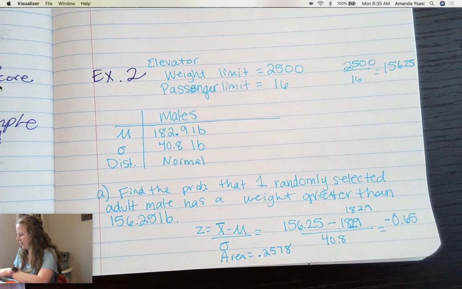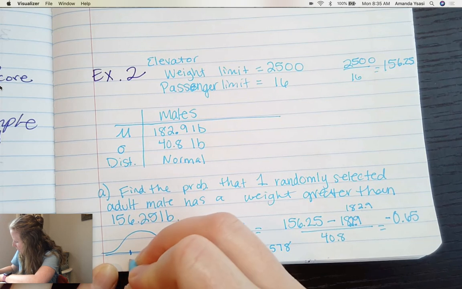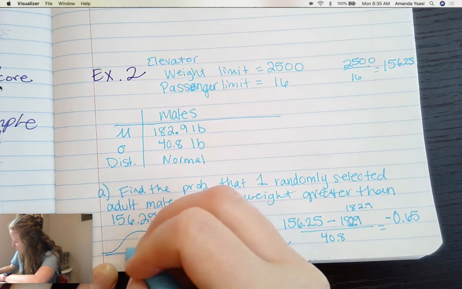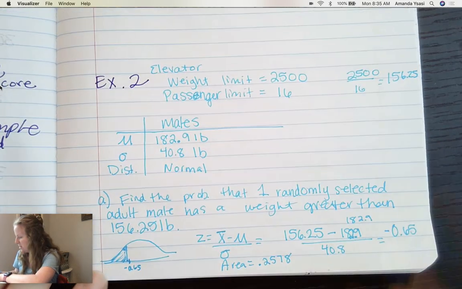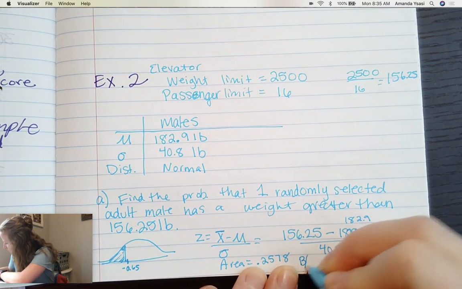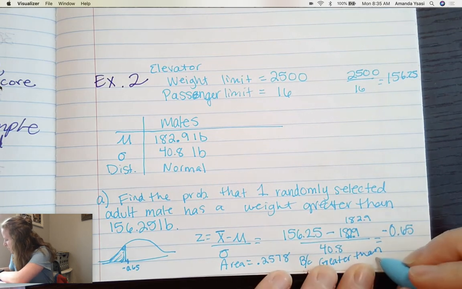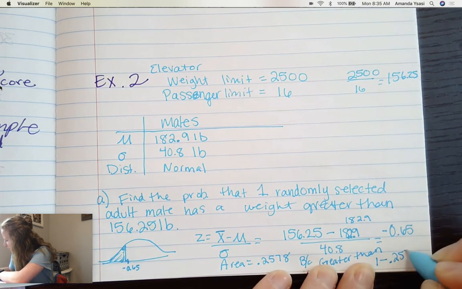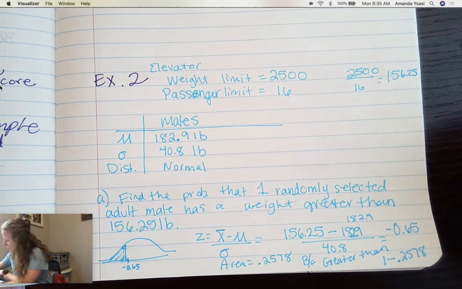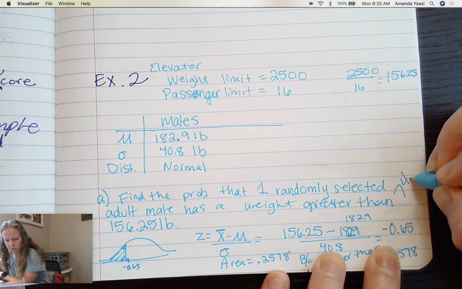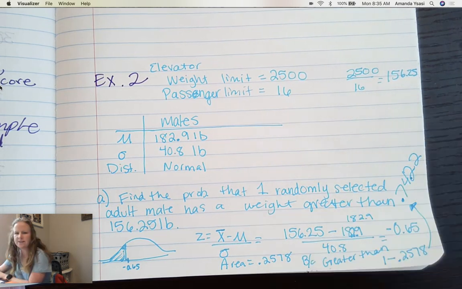But this is the area below. This is the area of negative 0.65. It's this area right here. But we want greater than. Okay, so because we are doing greater than, we're going to have to subtract it from 1. So 1 minus 0.2578, and that's 0.7422. Running out of space here.